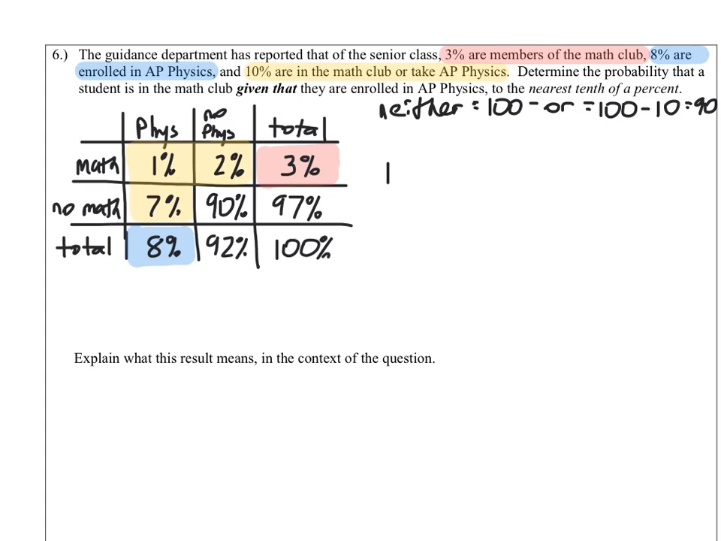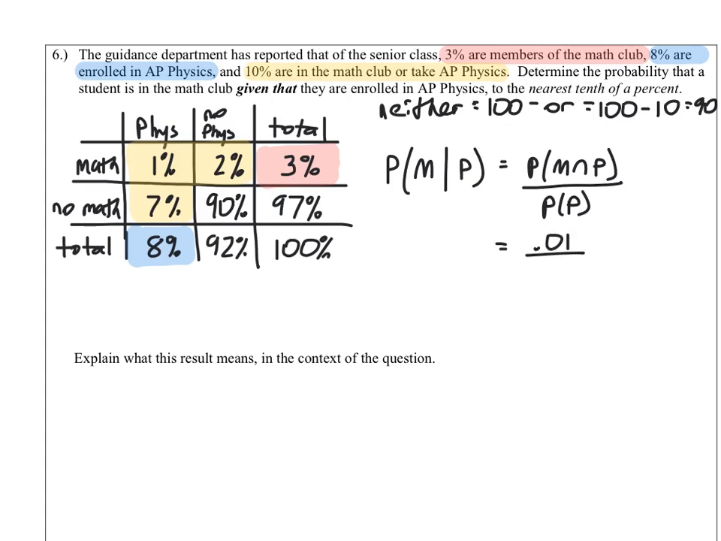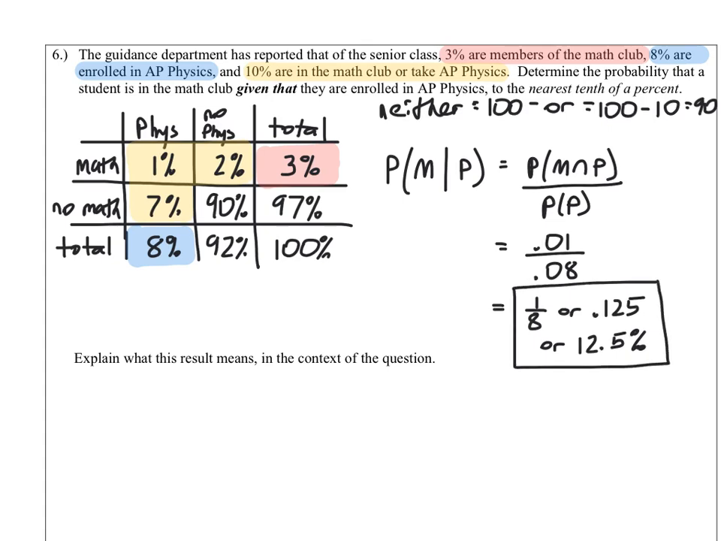So I want to determine the probability that a student is in the math club given that they're in AP Physics. Again, the formula would be the intersection, math club and physics, given that they're in physics. Math club and physics was 1%, 0.01. Physics alone, that total blue box, is 8%, 0.08. So 0.01 divided by 0.08, you can simplify that to 1/8, or you get 0.125, or as a percent, 12.5%. Any of those three answers would get full credit on the Regents exam.